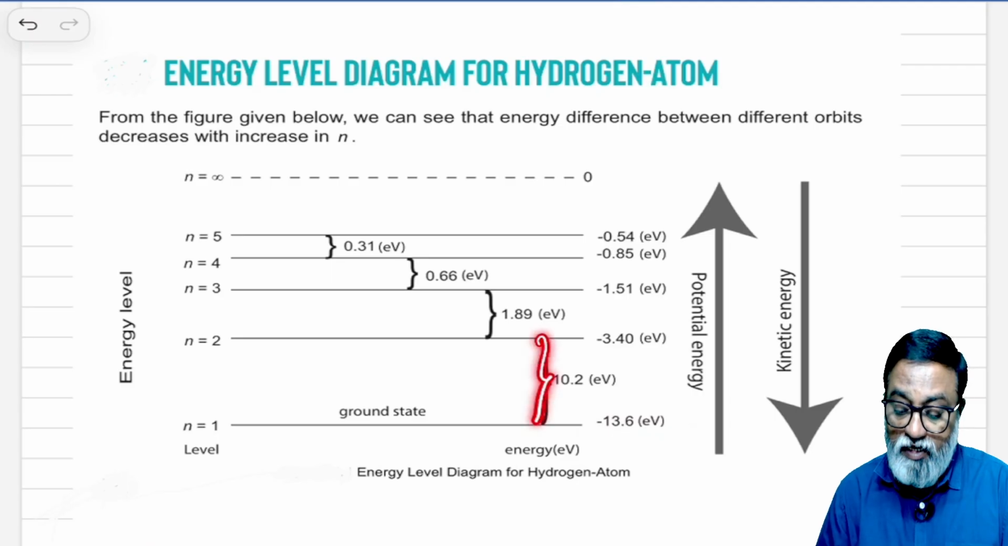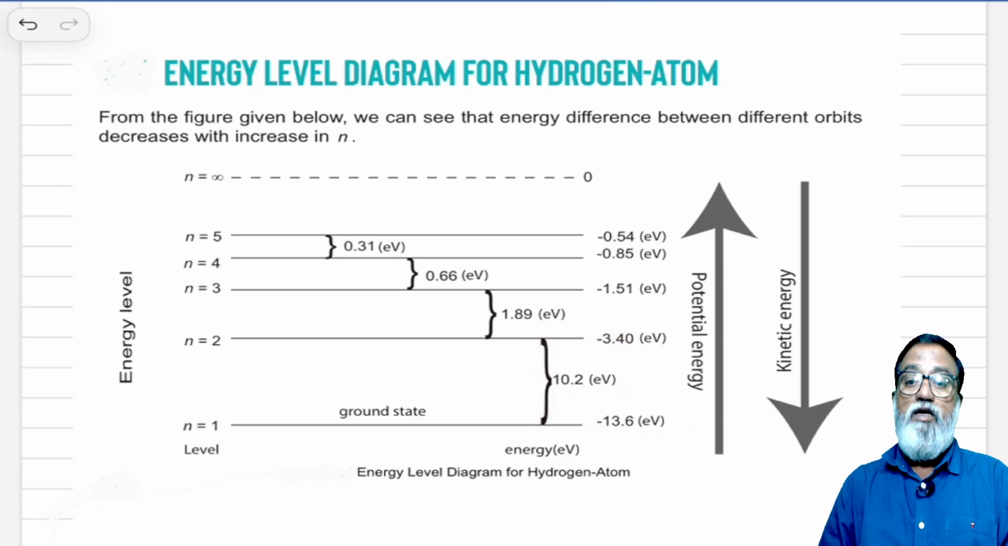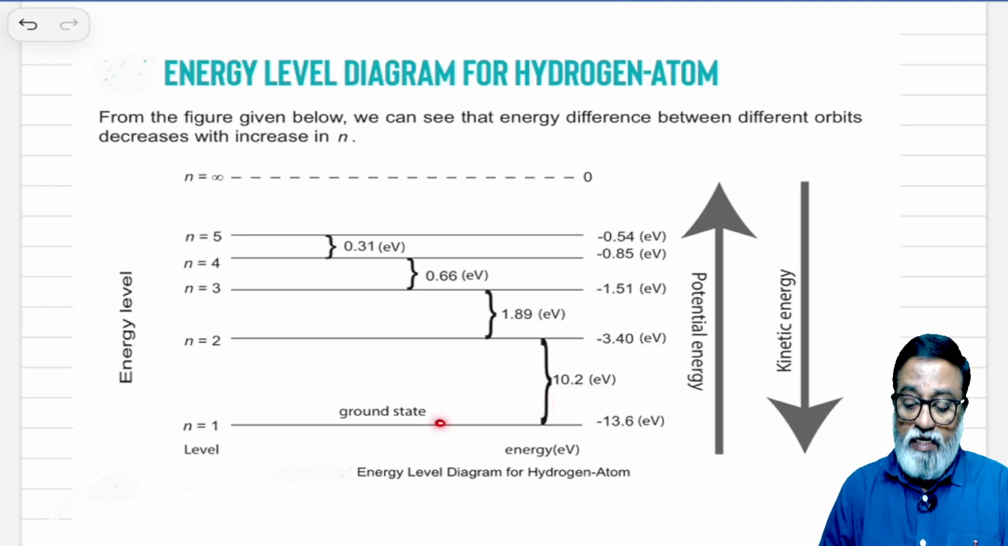The energy difference between first and second is 10.2. In some problems, we will directly substitute: whenever a photon of energy 10.2 is given, that photon can excite the electron from the ground state to n equals 2. Therefore, the energy difference between 1 and 2 is 10.2.